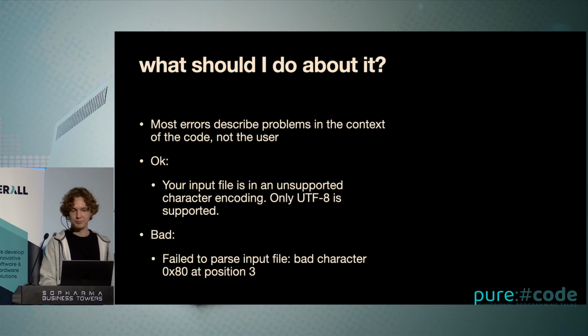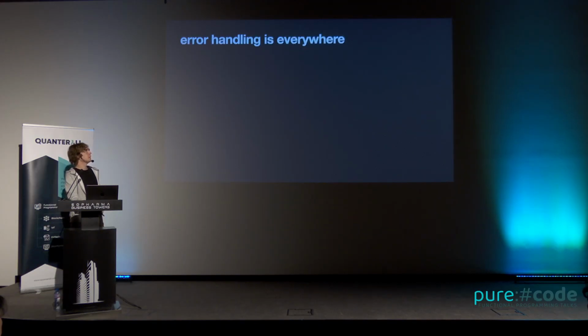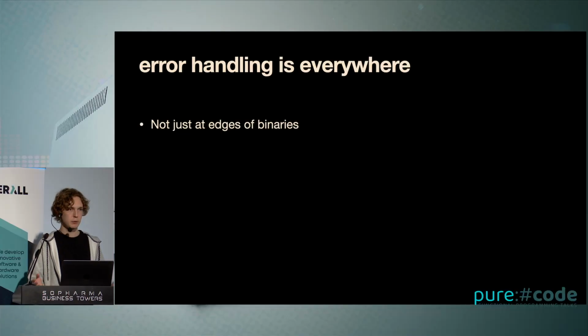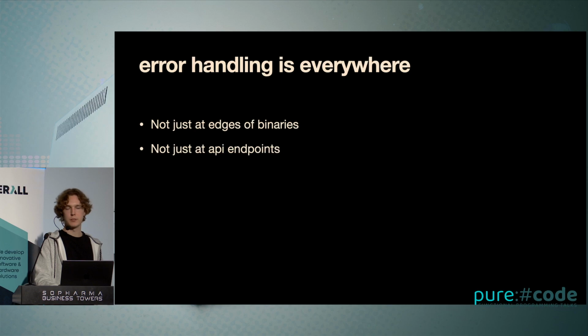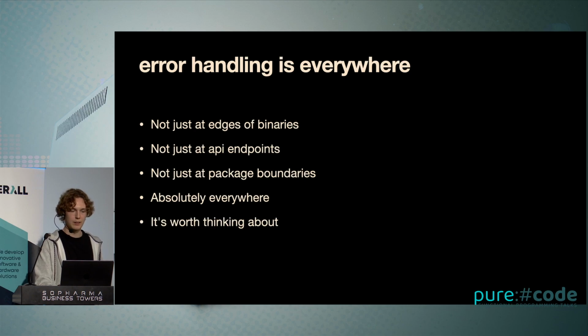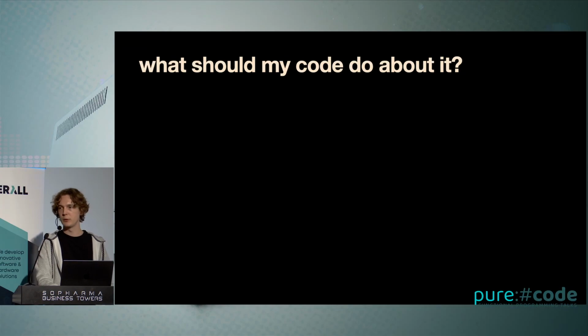I would also argue that error handling is everywhere, absolutely everywhere. It's not just the edges of binaries between different programs. It's not just the API endpoints. It's not just packet boundaries. It's absolutely everywhere. So it's worth thinking about. So what should my code do about it?